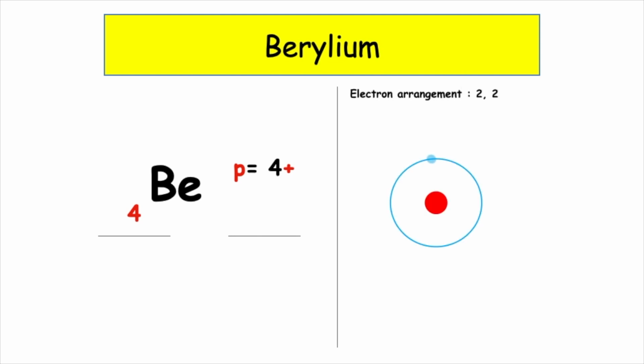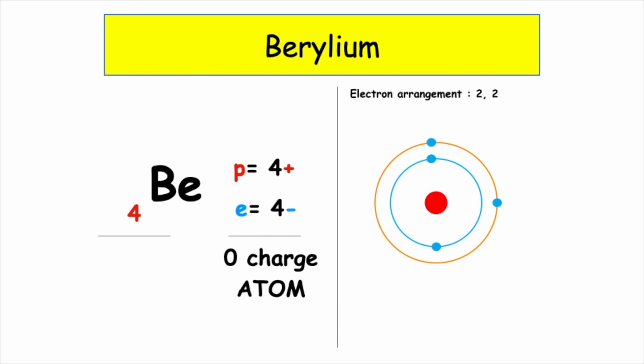Beryllium, the chemical symbol is Be. The atomic number is 4, which means we have 4 protons inside the nucleus. The electron arrangement is 2, 2. Which means in the first energy level we have 2 electrons, and in the second energy level we also have 2 electrons. 2 plus 2 gives us 4 electrons, and electrons have a negative charge. 4 positive take away 4 negative gives us a charge of 0, which means we're looking at the atom. Using page 7 of the data booklet, we look up the atomic mass, which is 9. 9 minus 4 gives us a total of 5 neutrons.